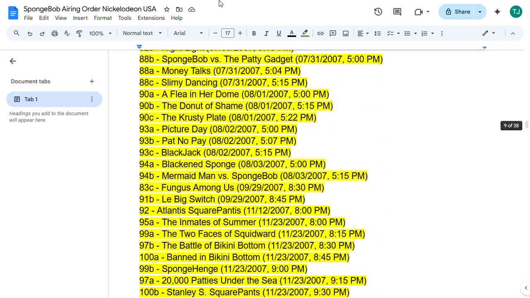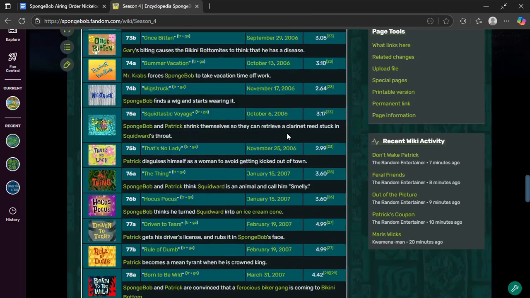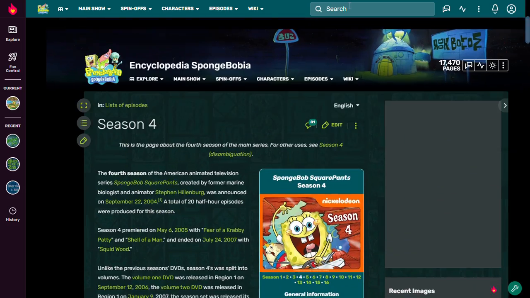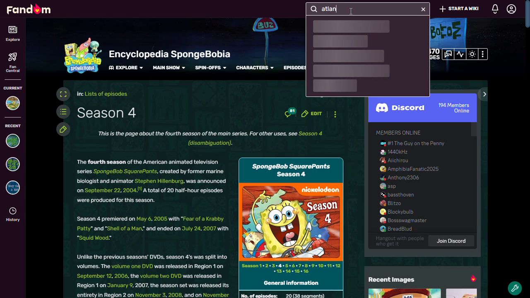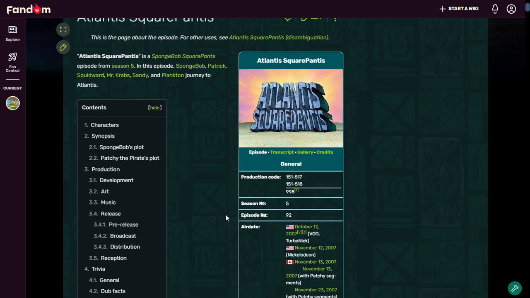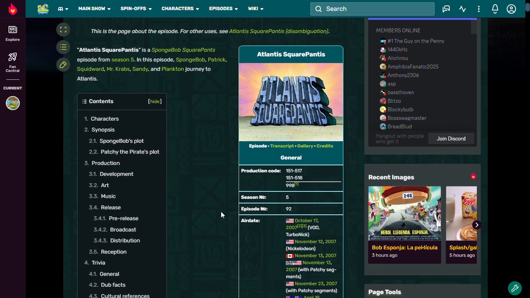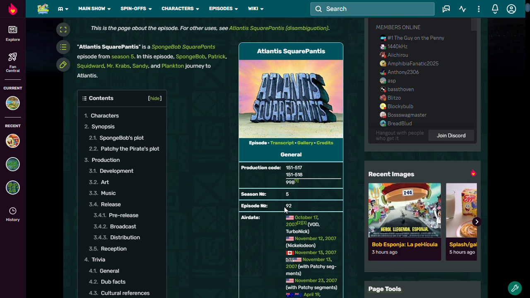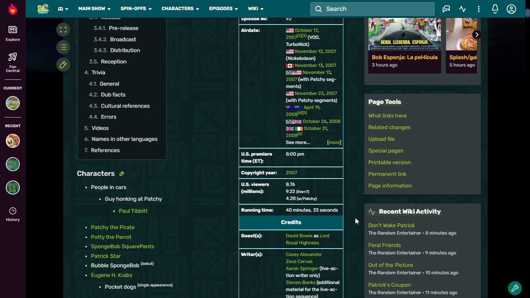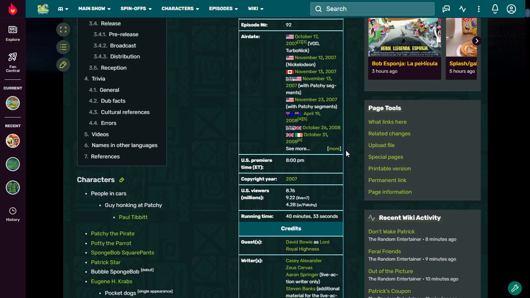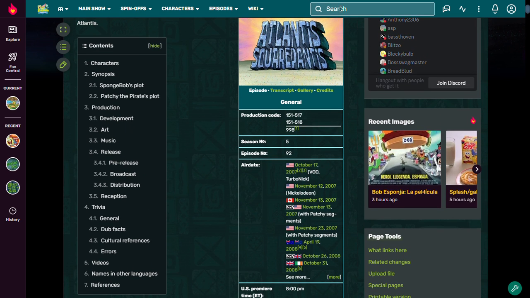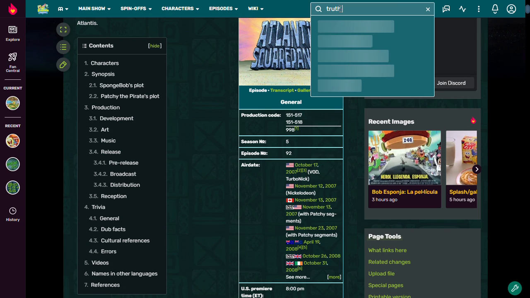And then we got Atlantis Square Pantis, which creates another thing. Atlantis Square Pantis counts as one episode. It's episode 92 because it's special, but the episode is 40 minutes long, which is longer than it really has to be. But it counts as one episode. So if we're going with that, then we're going with that.